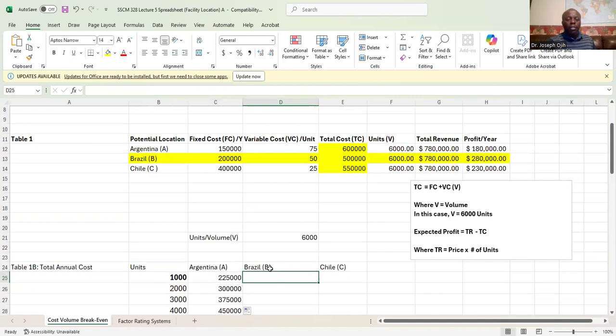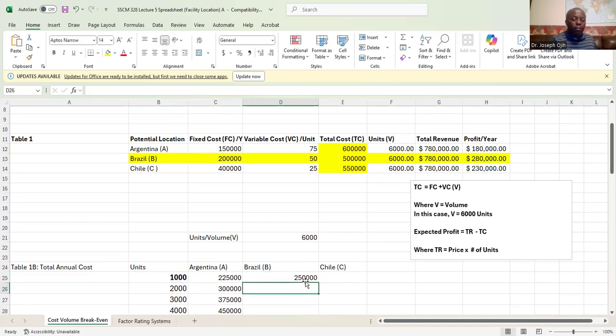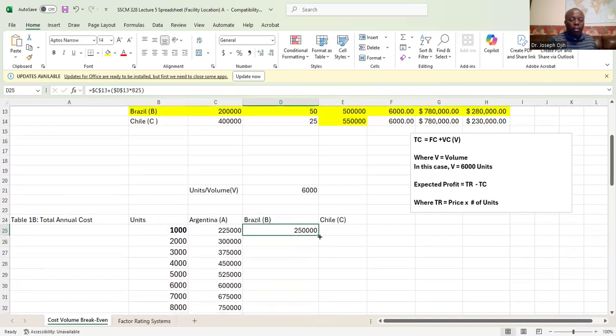Now for Brazil, you do the same thing. Equals the fixed cost for Brazil, which is 200,000, plus the variable cost, which is 50, times the units. Close it. Now you fix the fixed cost. Freeze it by putting a dollar sign and freeze this cost, this number here and this. Okay. Press the enter key. Then you calculate it.